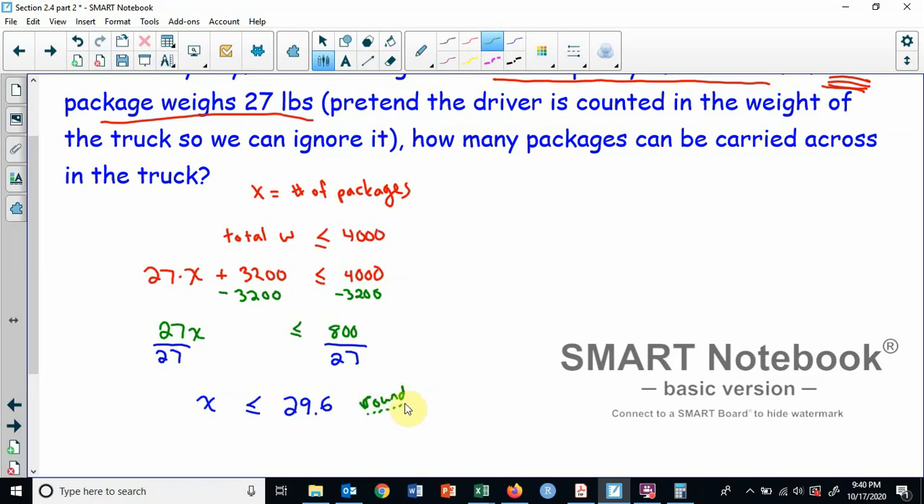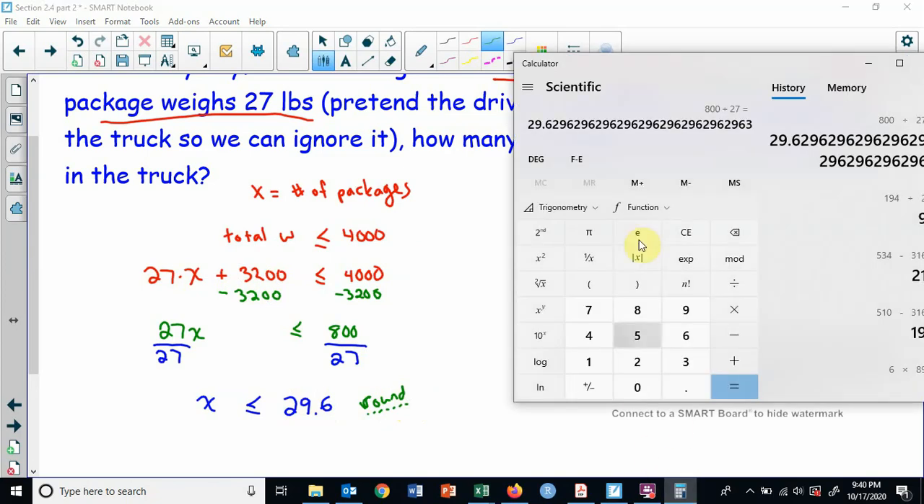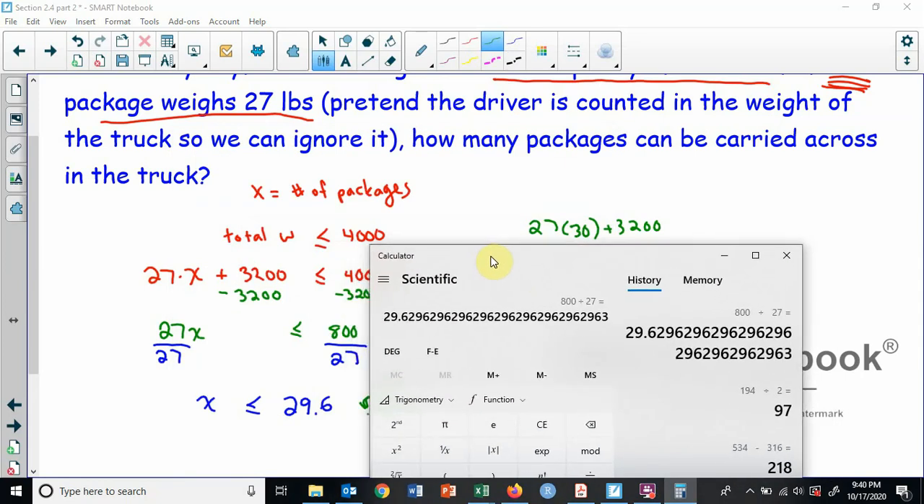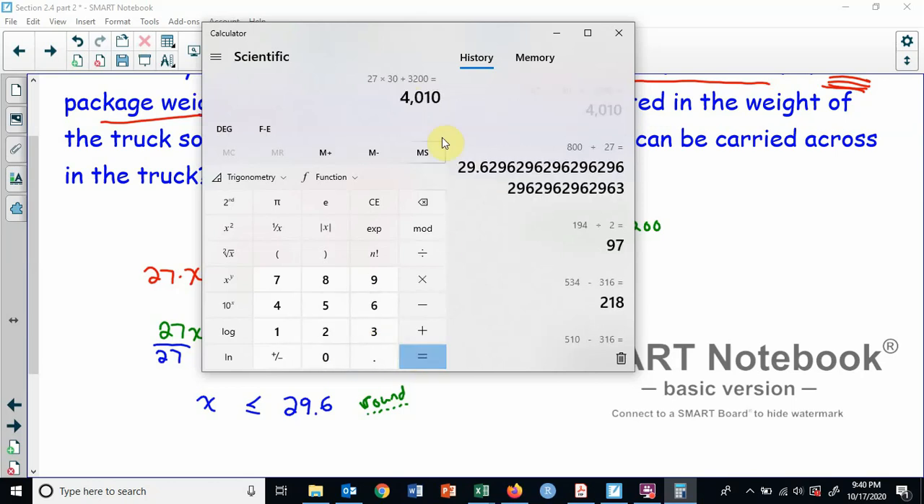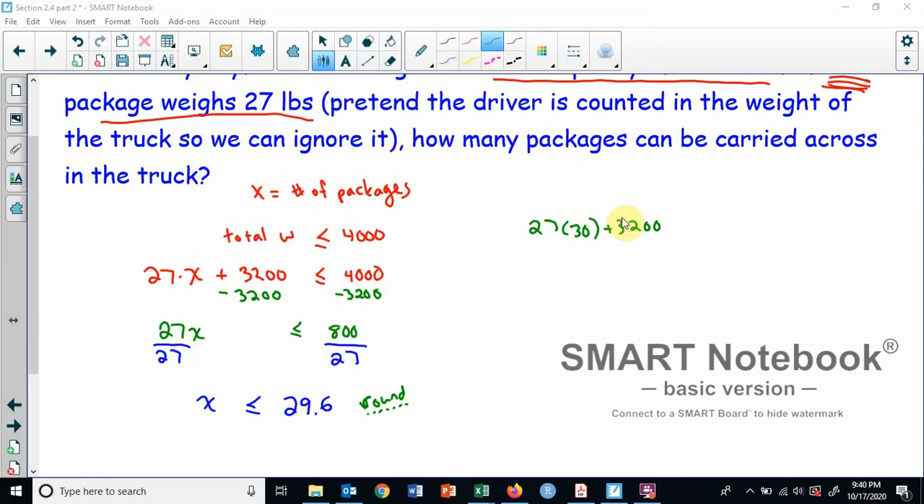We don't need to round in a typical way, because if we were to round this up to 30, how much weight would that be going across? Think about that. If we were to round that up to 30 and carry 30 packages across, how much weight would that be? Just do that real quick. Put it in the calculator. 27 times 30 plus the 3,200. Oh no, that's 10 pounds over. 10 pounds over. You would break the bridge, right?